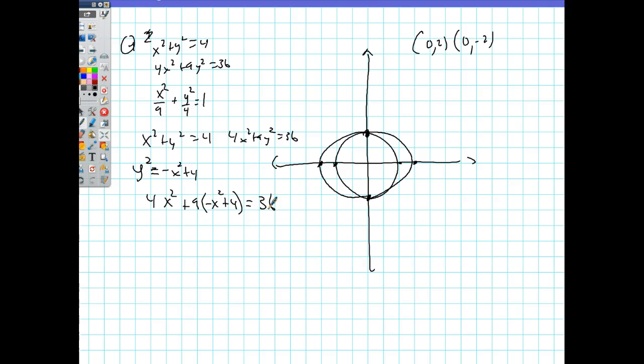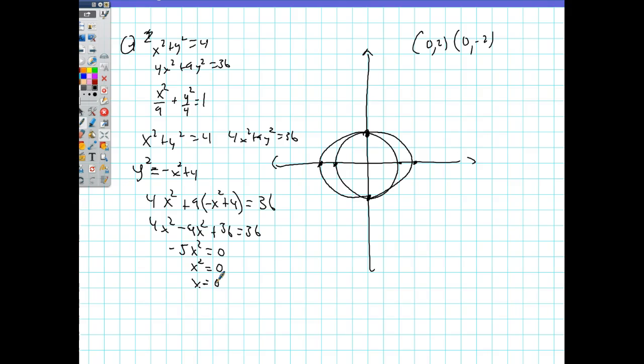Where did I get this 4 from? That's suspicious. Oh, I did. Okay, so 4x squared minus 9x squared plus 36 equals 36. So I get negative 5x squared equals 0. X squared equals 0. X equals plus or minus 0, right? Which is in fact 0. And we got x equals 0.